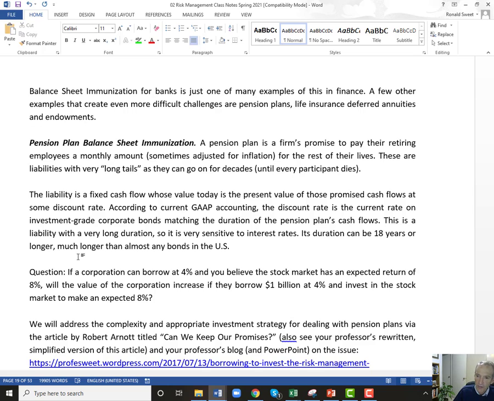Corporation, they can borrow money at 4%. And let's say they can borrow $1 billion at 4%. Should they take that $1 billion and invest it in the stock market where they think they can make 8%? If they do that, would that add value to the stockholders? And how in the world would you answer that question? So I want you to think about it. It's answered in my blog, but I want you to think about it before you read my blog. So I probably should have said that before I said read my blog first. But that is the question.